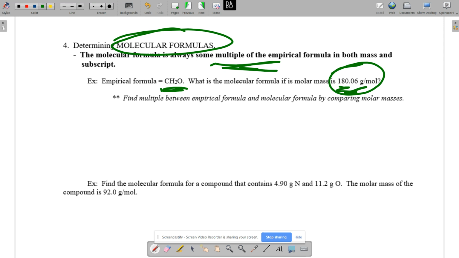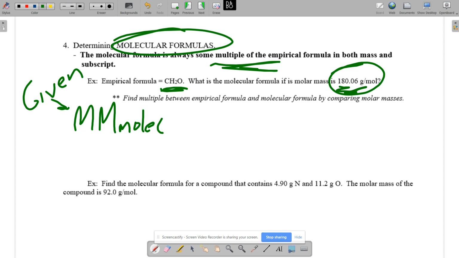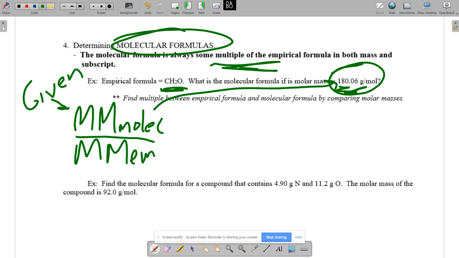Okay. So basic idea, you just need to find the relationship between the molecular and the empirical by looking at their mass. So I'm going to take the molar mass of the molecular, which is always given, like in this problem, that's the 180. And I'm going to divide by the molar mass of the empirical to see what's the relationship between those. What's the multiple? So if I do that here, 180.06 was given.